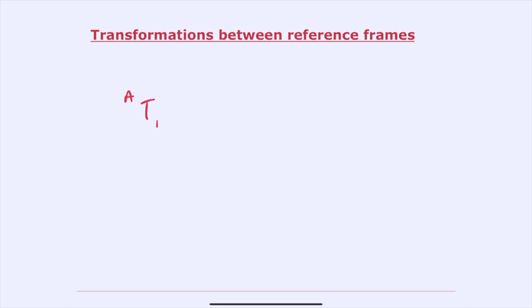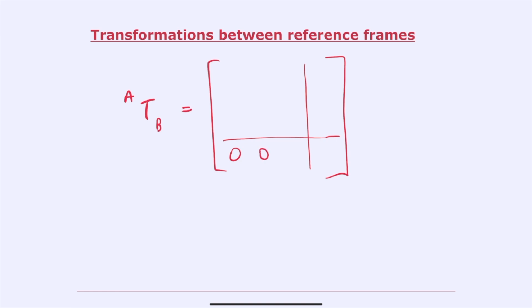So I'll just write down T from A to B, very much like the rotation matrix. We have a 4x4 matrix here. The last row is always 0, 0, 0, 1. It will always be the case in the work that we do here. You might use these in other contexts, but not here.